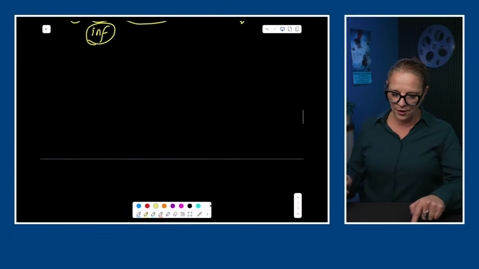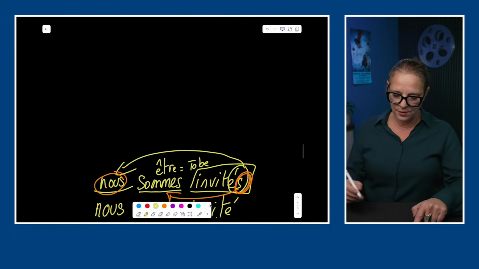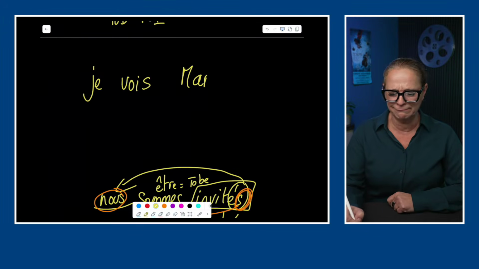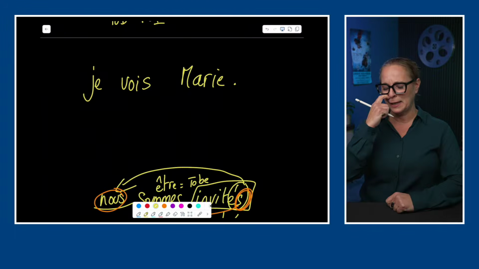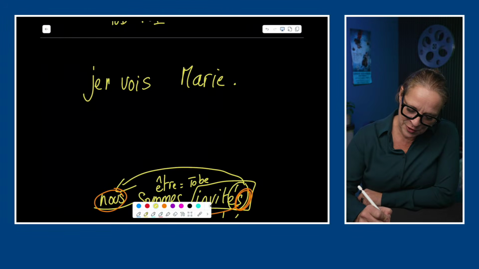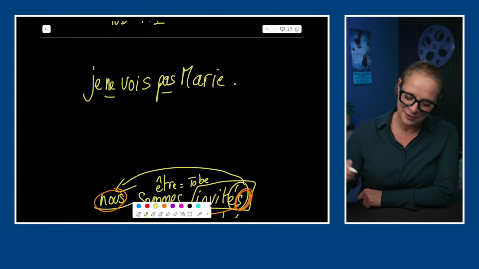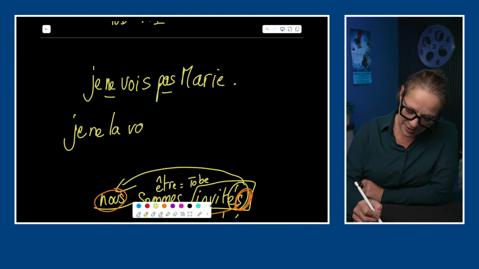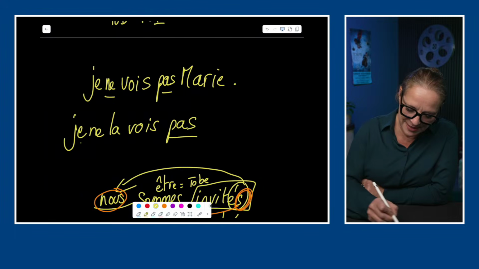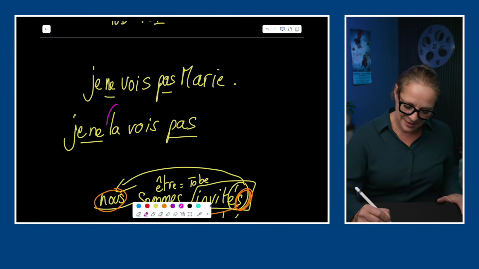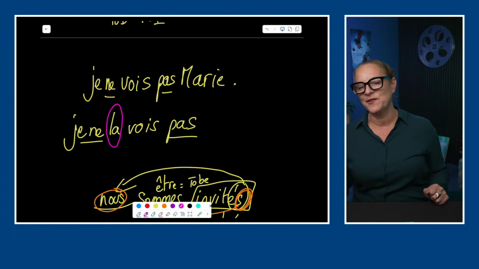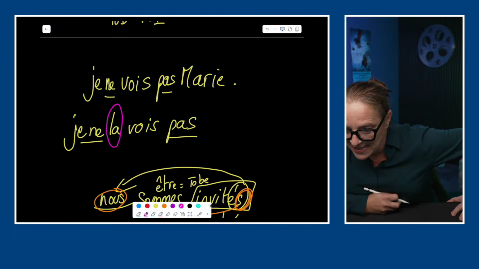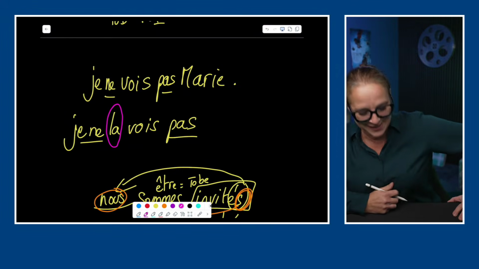Very quickly. For example, je vois Marie again. I see Marie. Je ne vois pas Marie. I do not see Marie. Je ne la vois pas. There you go. See where it is here? The complément is always before the conjugated verb, regardless of the negation. Does that answer your question?